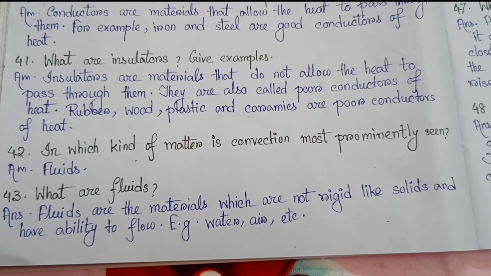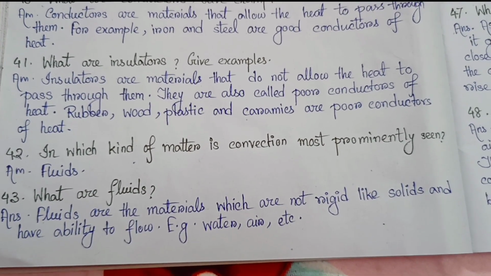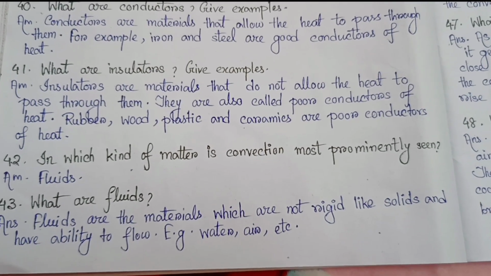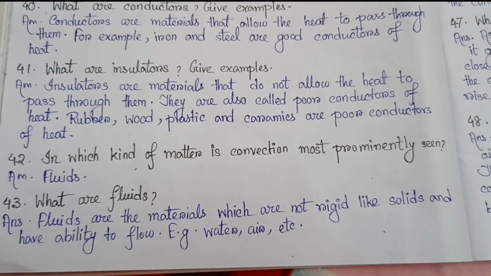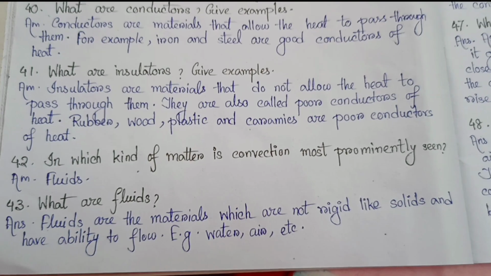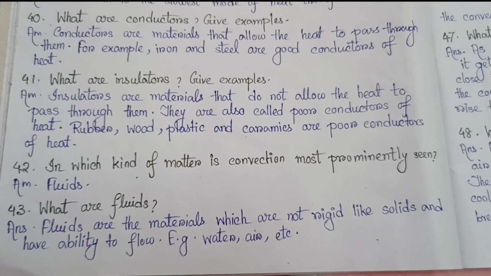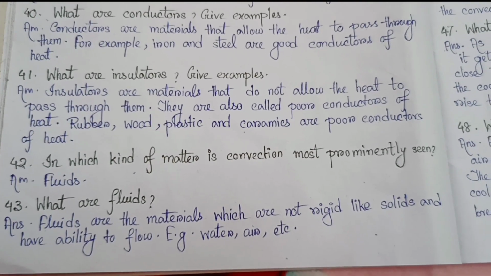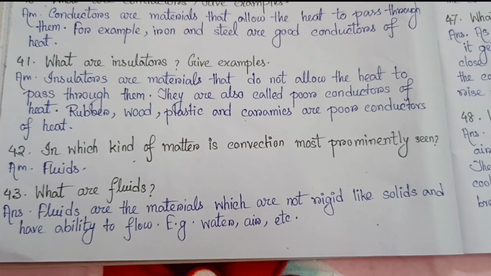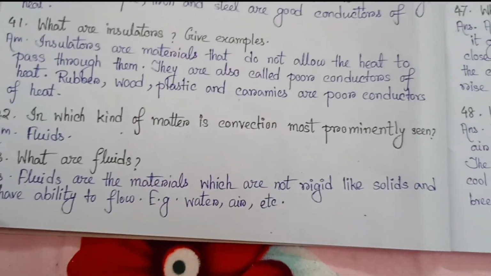Number 42. In which kind of matter is convection most prominently seen? Fluids. Number 43. What are fluids? Fluids are the materials which are not rigid like solids and have the ability to flow. Example, water, air, etc.